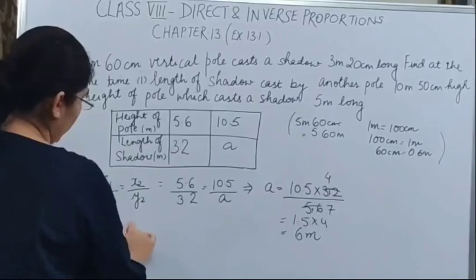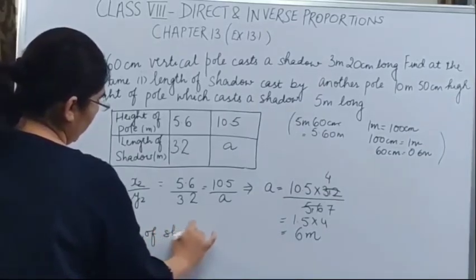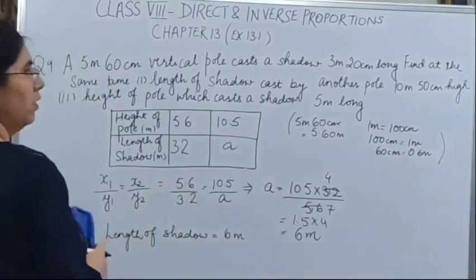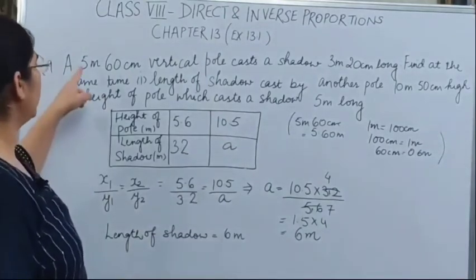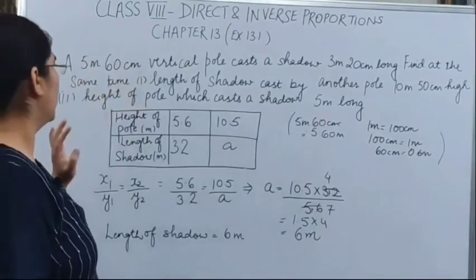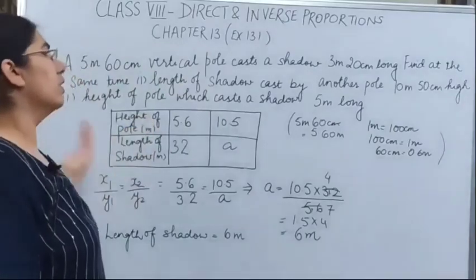So length of shadow is equal to 6 meters, right? Is this clear? The point to be noted here is that since it's given as a combination of meters and centimeters, you have to either convert it into meters or convert it into centimeters.